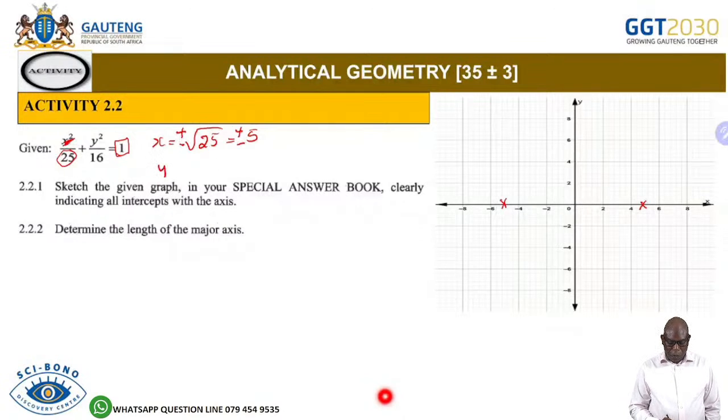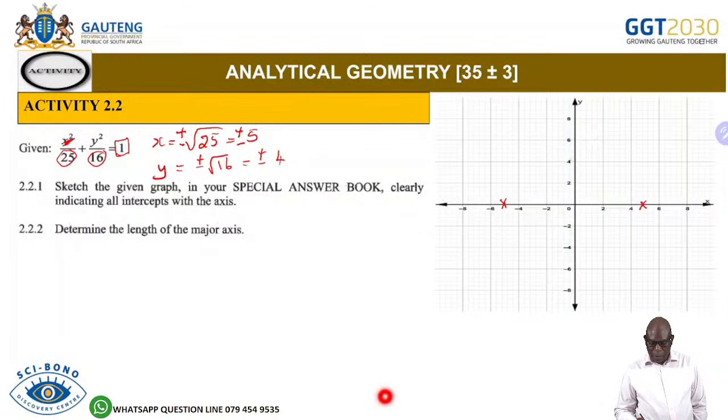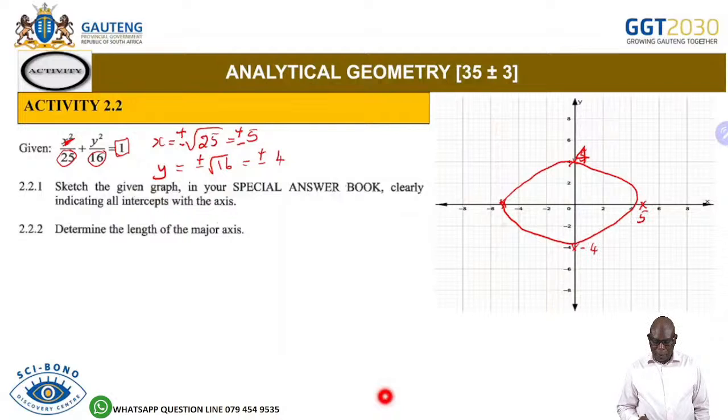To get the y values, I'll go y equals plus or minus. I take the 16, I say square root of 16 equals plus or minus 4. I go to my diagram, I locate my 4 and minus 4, and from there I just join these points like this, and then I'll have my beautiful graph there. Okay, and that's all that we do. Then obviously I must put a 5 here. I must put a 4 here. I must put a negative 4, and I must put a 5 here and a negative 5.